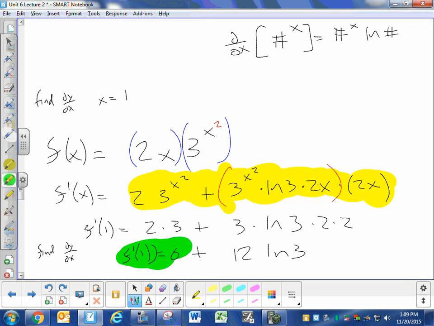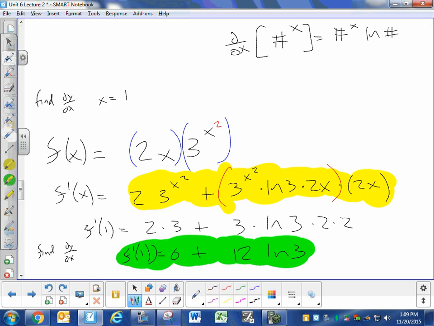That's the derivative of a number to a power. So the derivative of any number to a power is the number to the power times the log of that number, the natural log of the number. Now, the reason why we don't do it for e to the x, and we could, is because you can write it as e to the x log of e. But we know that the log of e is just 1.